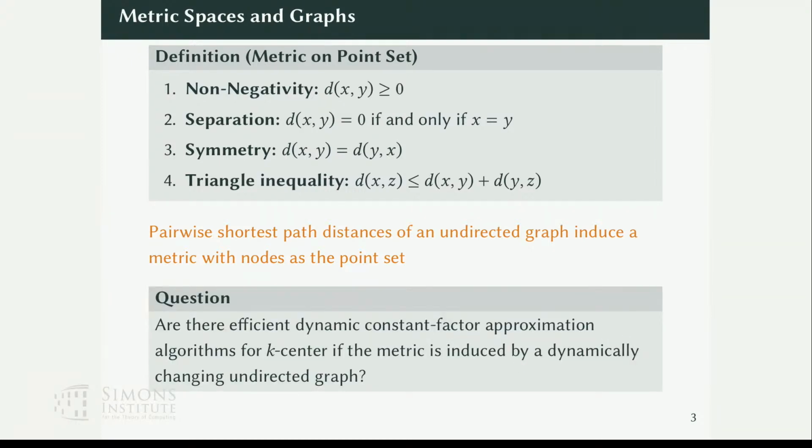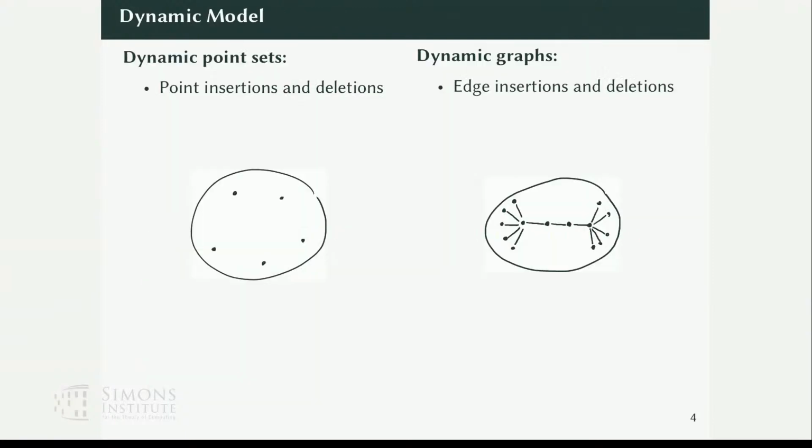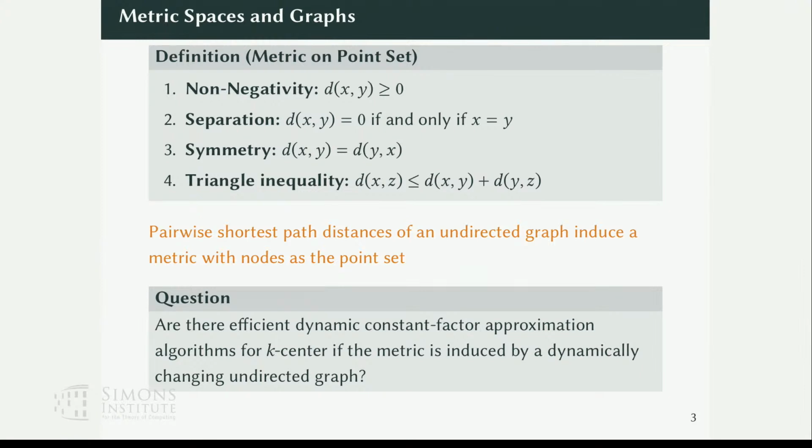And now my question is, can we get dynamic constant factor approximation algorithms for this K-center problem if the metric is induced by a dynamically changing undirected graph? So that's the objective. Okay, now let me explain shortly, unweighted or weighted, so both things.